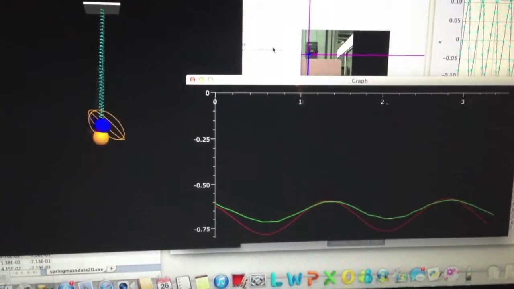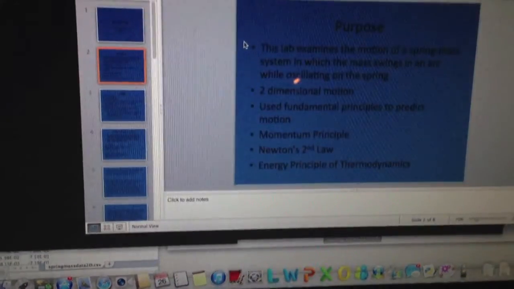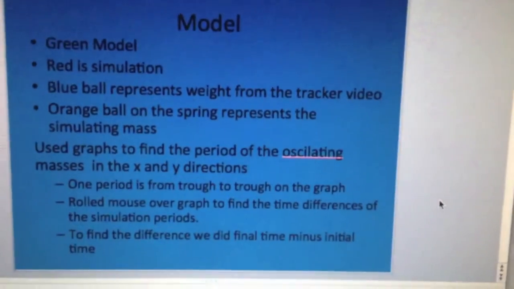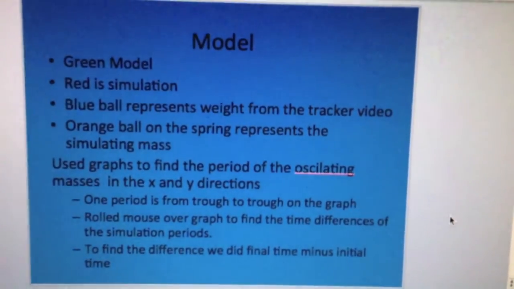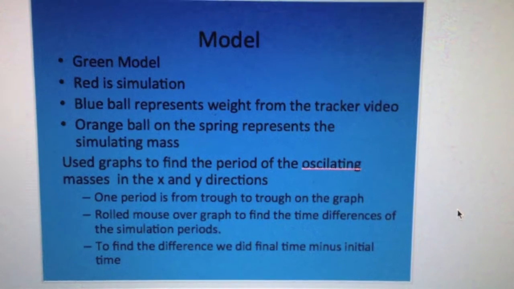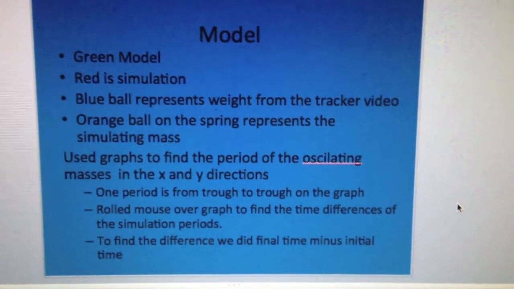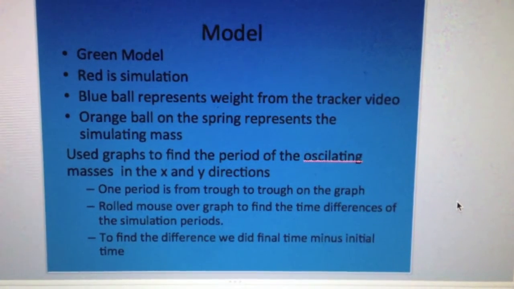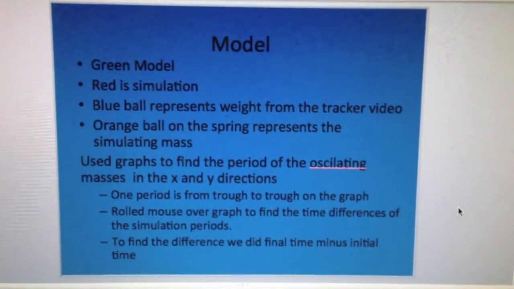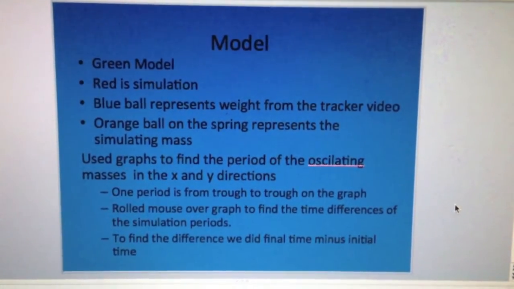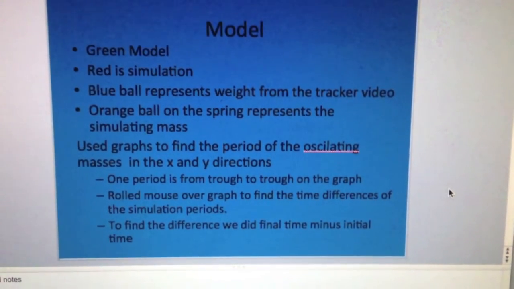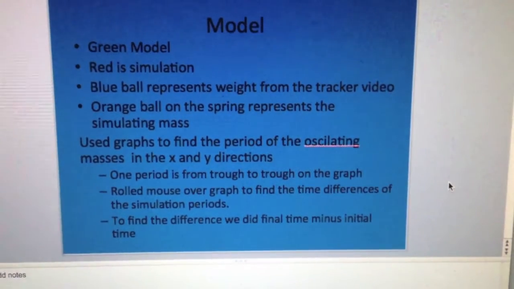So going back to our PowerPoint, we're going to show that, okay, our green line in our graph is going to represent our model, and then our red line is going to represent our simulation. Our blue ball is the weight from the tracker video, and the orange ball represents the simulation mass. So we use these graphs to find the period of oscillating masses in the X and Y directions.